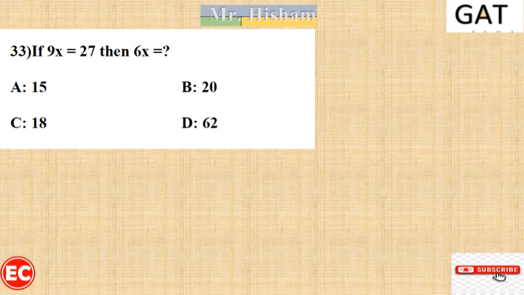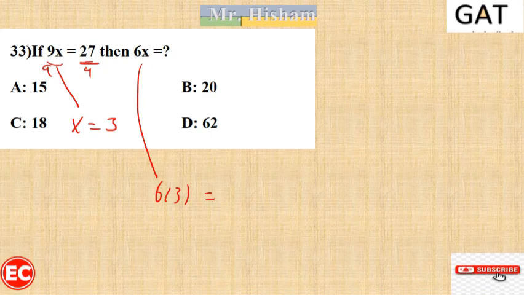Question 33 is a very easy question. 9x is equal to 27, divided by 9, so x is equal to 3. So 6x is 6 times 3, and 6 times 3 is equal to 18.